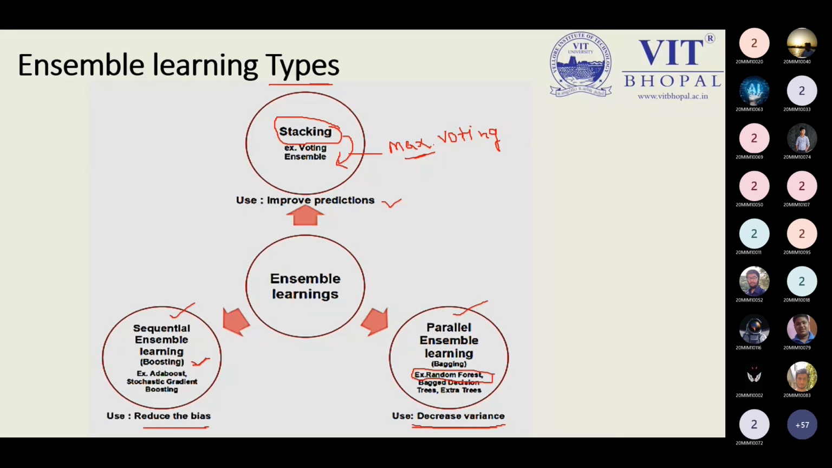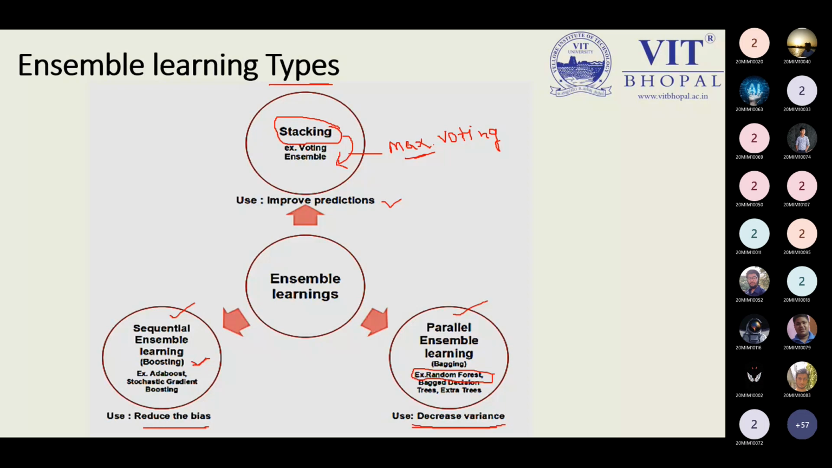From this point, you are required to understand the thing properly. Ensemble learning types: there are three important methods. One is the stacking method. When I'm saying ensemble learning and choosing the stacking method, here I'm talking about the maximum voting technique. The name of the algorithm will be voting ensemble.